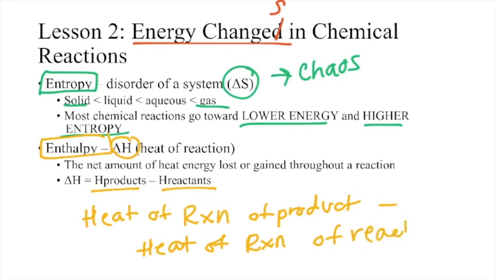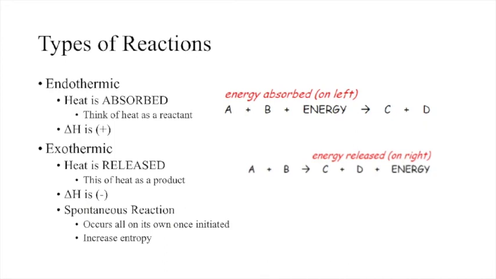And we're going to either get a positive answer or negative, and that will tell us the type of reaction that we're going to be working with. So that leads me into the next slide, which is talking about types of reactions, right? So we have two. We have endothermic, and we have exothermic.